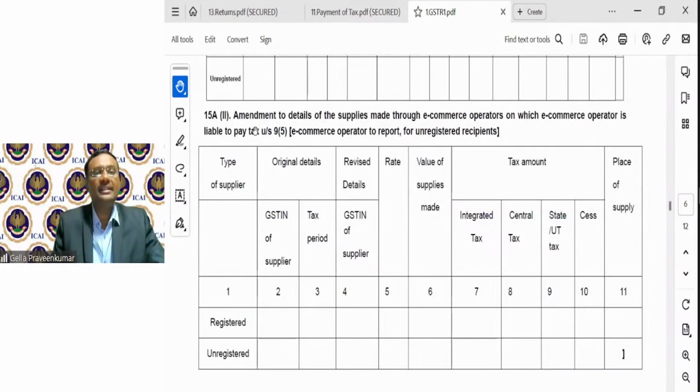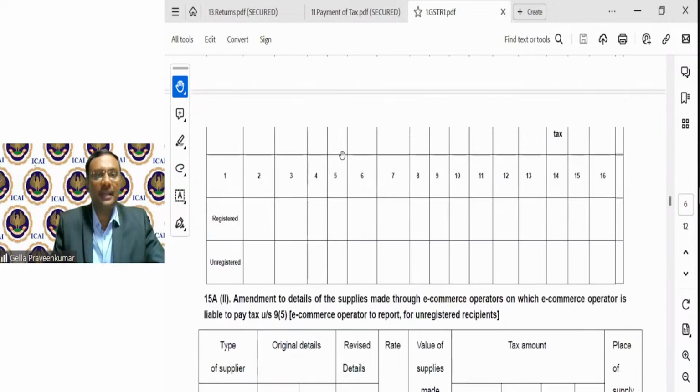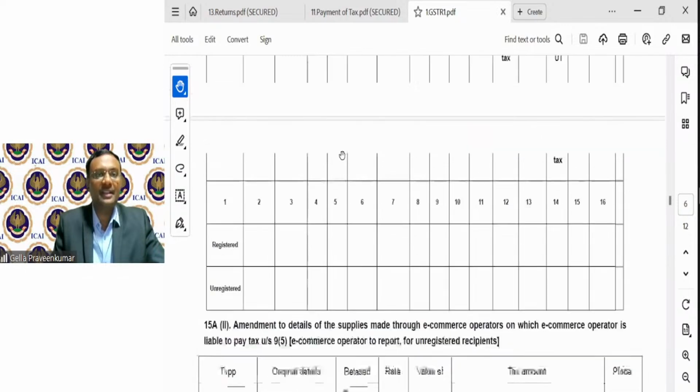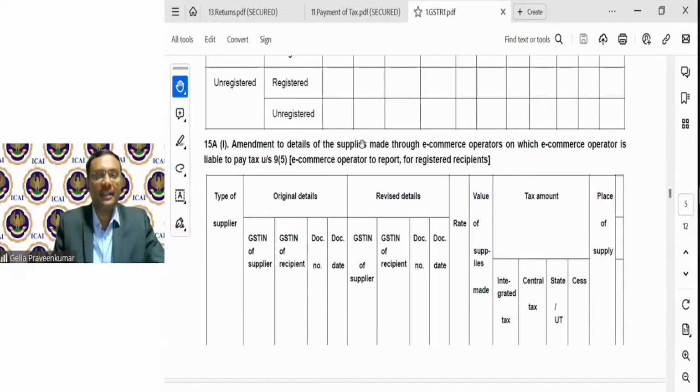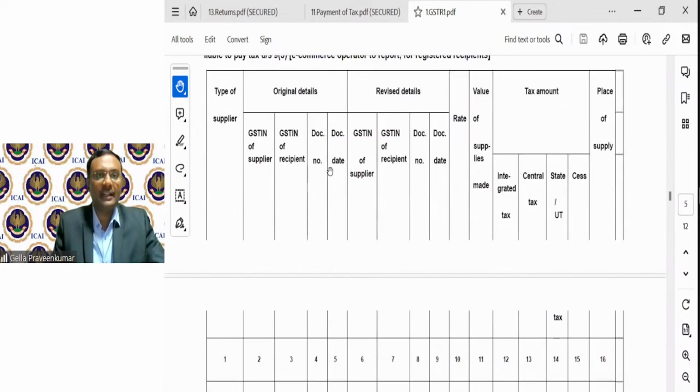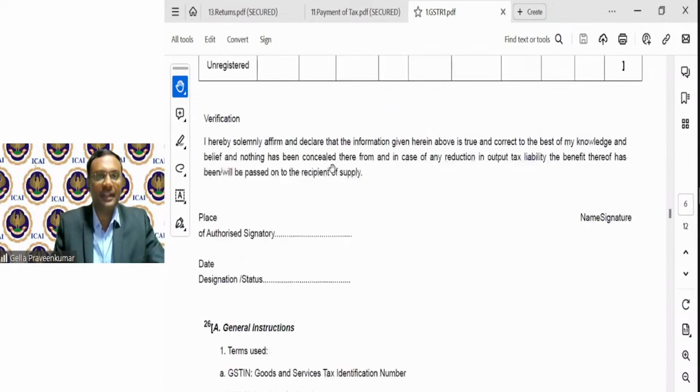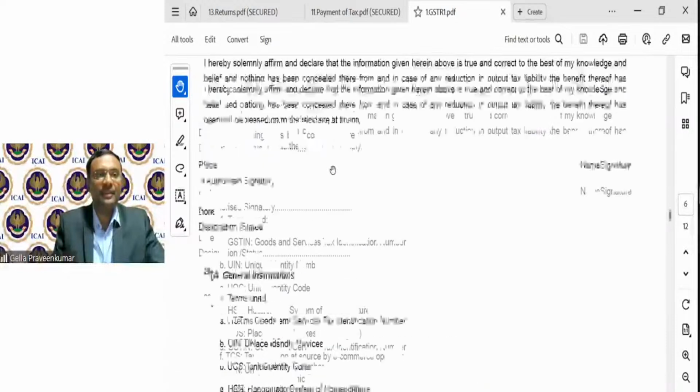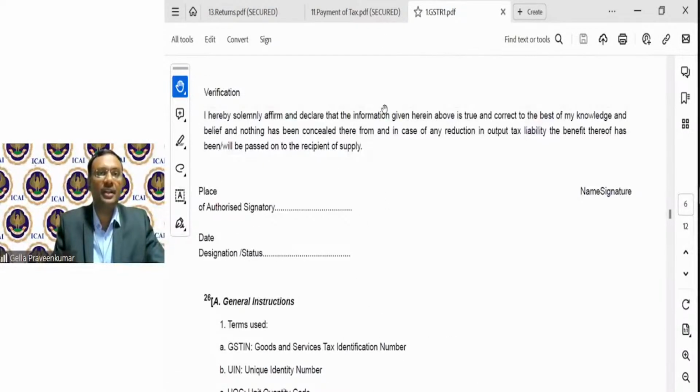B2C supplies, all these amendments to supplies made by e-commerce operators. Registered supply is made through e-commerce operator, which is for registered people, and other than registered people, that is B2C transactions. Finally, just a declaration which is to be done in your GSTR-1.